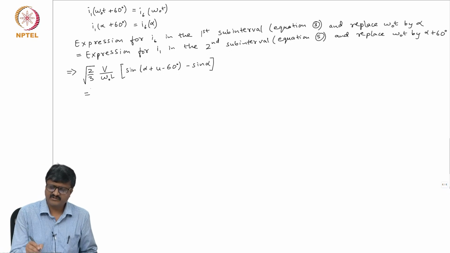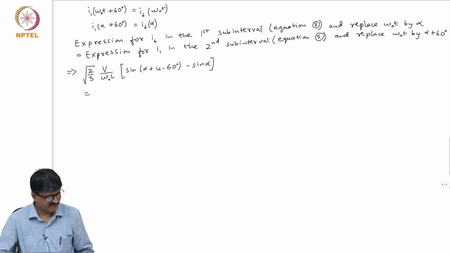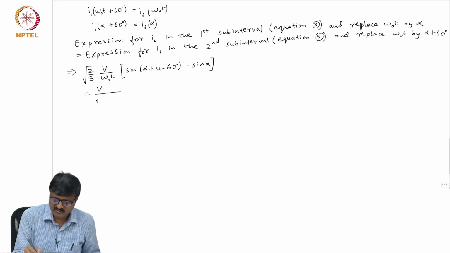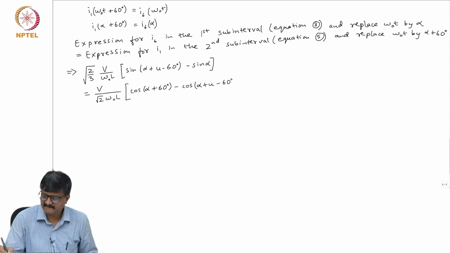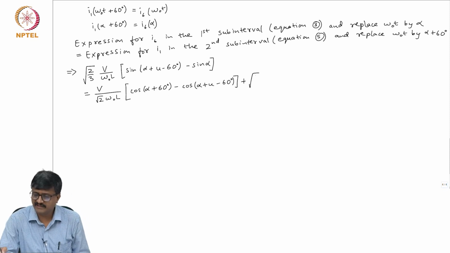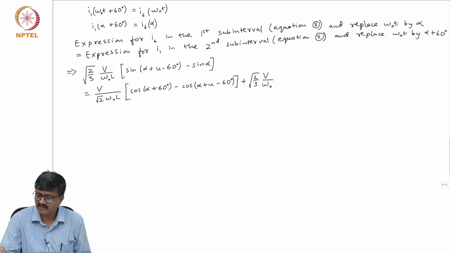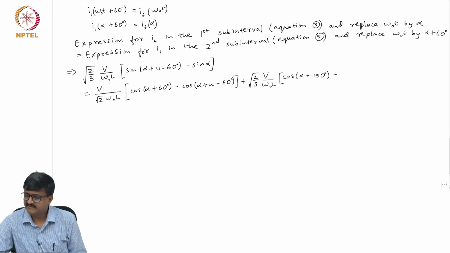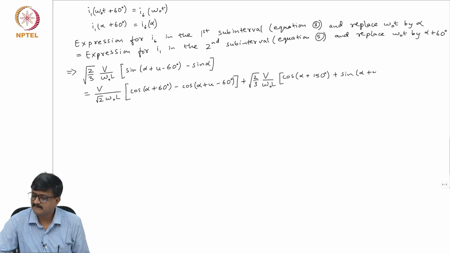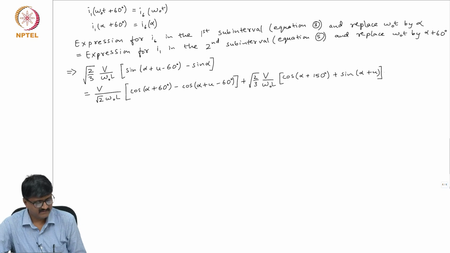So, this is equal to the expression for I1, which I just got. So, this is equal to V by root 2 omega OL into cos of alpha plus 60 degrees minus cos of alpha plus u minus 60 degrees, plus root 2 by 3 V by omega OL into cos of alpha plus 150 degrees plus sin of alpha plus u, plus ID.